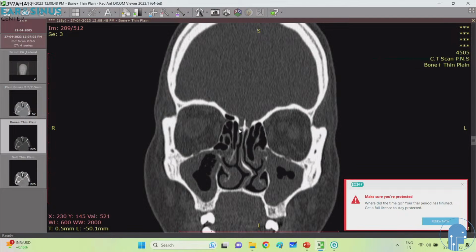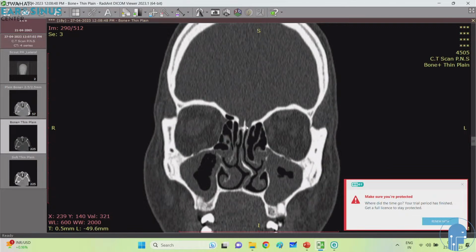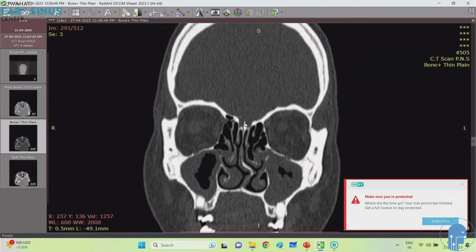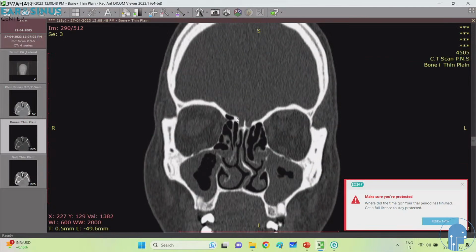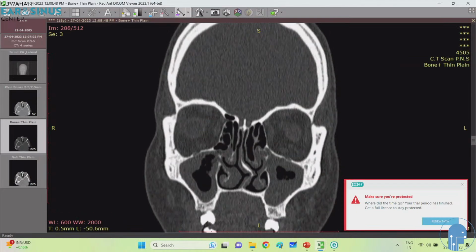This is the cribriform. Type 1 is 1 to 3 mm, type 2 is 4 to 7 mm, and type 3 is 8 to 17 mm. This is the 4 mm, so this is type 2 of the Keros classification, sir.